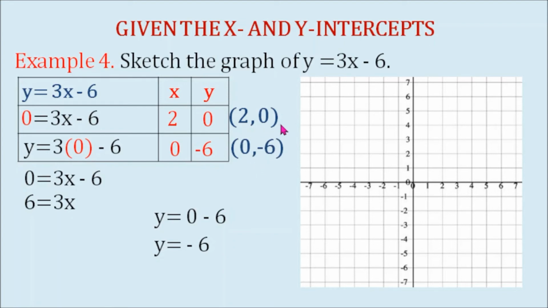Now we are going to plot these 2 points. 2, 0 is here, and 0, negative 6 is here. Then we are going to connect the 2 points with a straight line. This is the graph of y equals 3x minus 6.